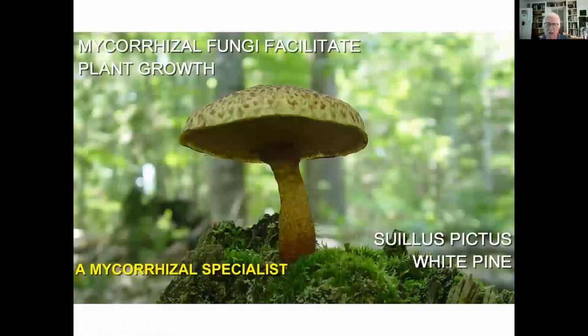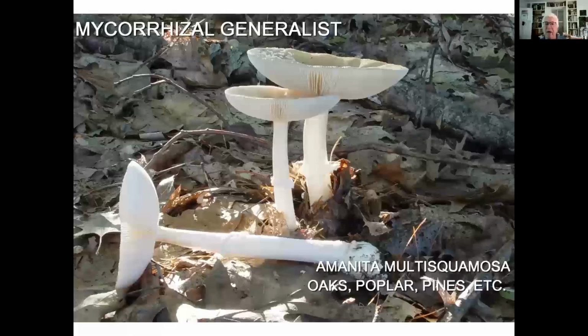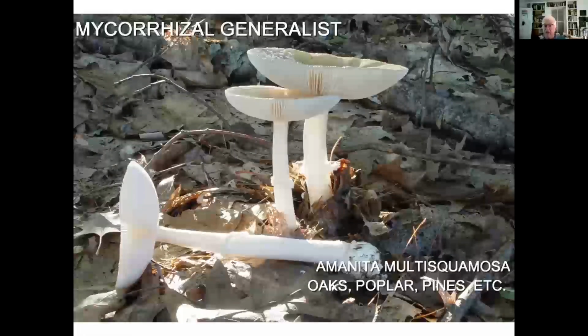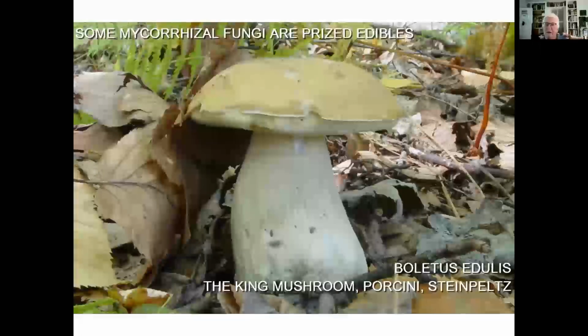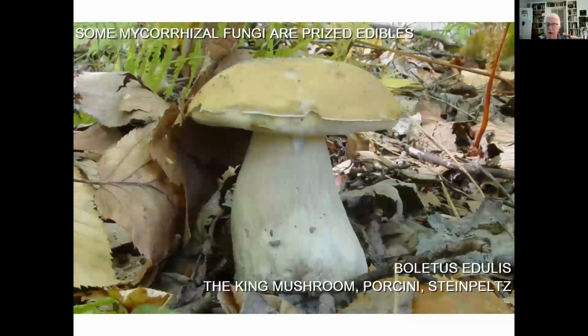So here, for example, is one fungus, Suillus pictus. It grows with white pine. White pine will not grow without it. And so those two make a very clear mycorrhizal symbiotic relationship. Here's a generalist. This is Amanita multisquamosa, part of the Pantherina family of Amanita. It can service oaks, poplar, pines, lots of different species. This is Boletus edulis, the very popular king mushroom, the porcini. It's a prized edible and it grows with mycorrhizal trees.